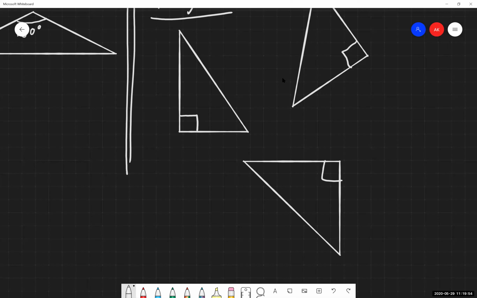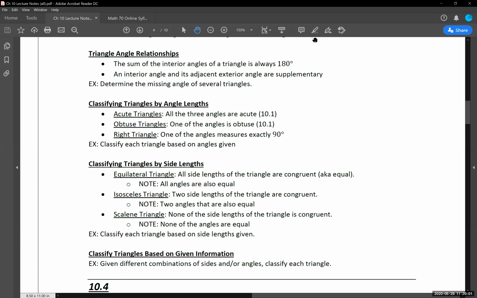Let's jump back to our notes here. So that was working with our angle measures. Now we're going to work with our side lengths, so other classifications for triangles. This is going off of two completely different things that we're measuring: one's with angles, one's with the actual side lengths themselves.